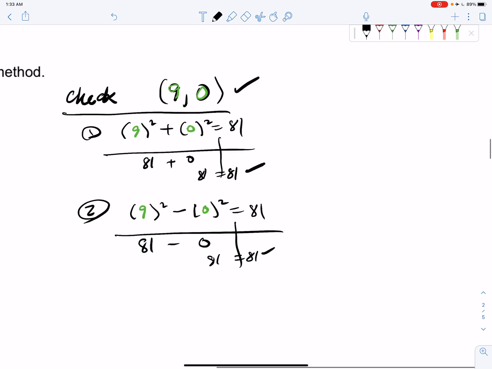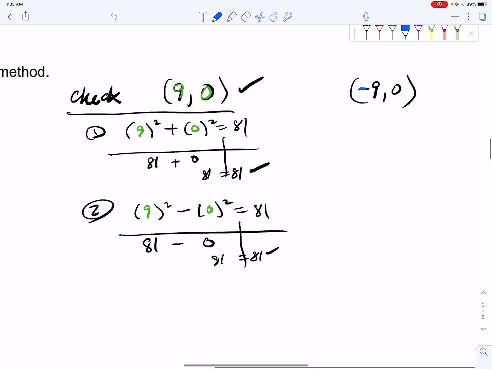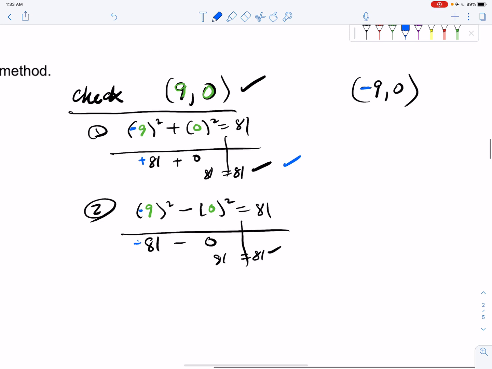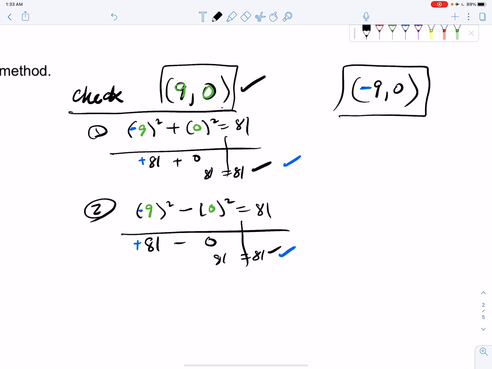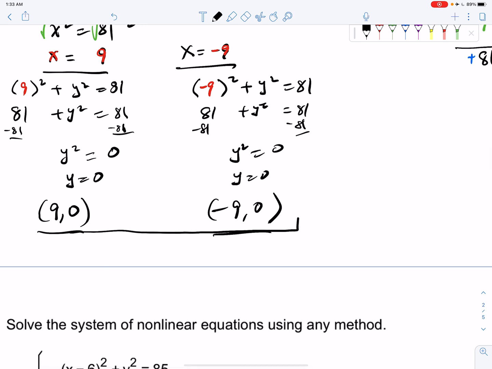Now, without having to do a whole bunch more work, I should be able to figure out if it works or not. And I can do that quickly by realizing the only difference is a negative here. And if I square that negative, I still get a positive, which means it works. And if I put a negative here, I still get a positive, which means this works. So both of my solutions work. So I do not have any extraneous solutions here. The answer is just going to be 9 comma 0 and negative 9 comma 0.